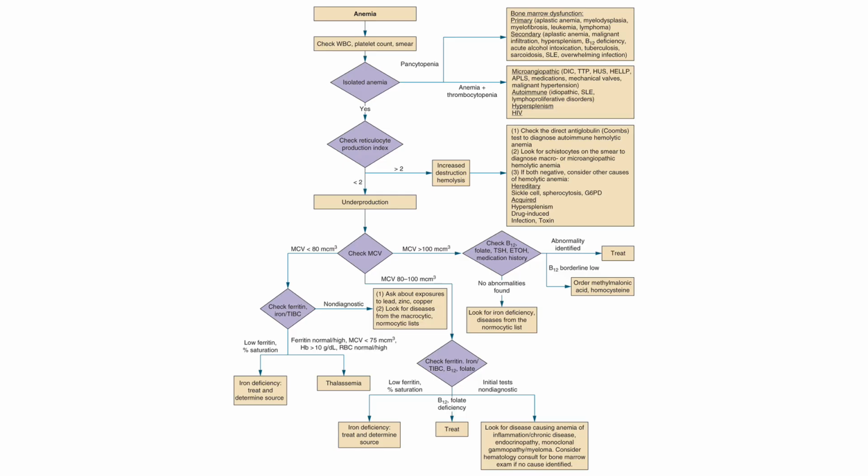And if it's just isolated anemia, the next thing would be to look at the reticulocyte production index. If it's over 2, that suggests either acute blood loss or increased destruction like hemolysis. And so then the next step would be to check Coombs test, look for schistocytes on a smear, and consider other things. If it is less than 2, then you're dealing with probably an underproduction problem, and that's when you can look at your MCV, and that will help guide you in the workup from there.